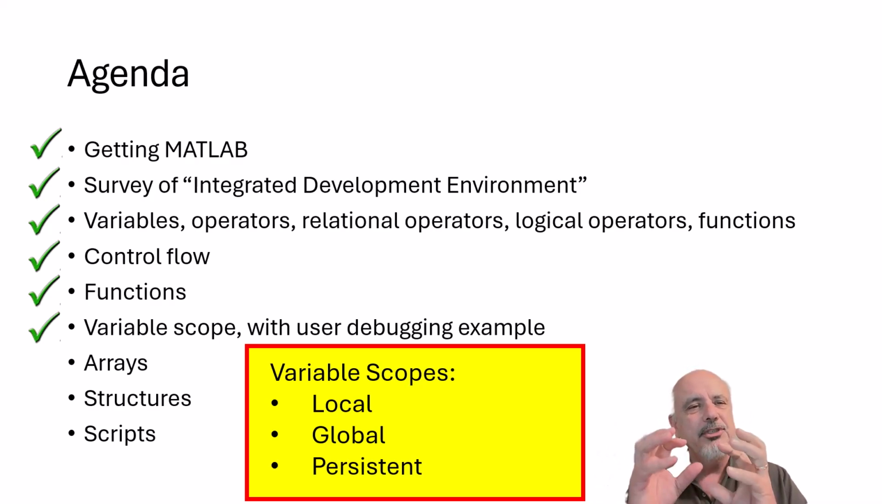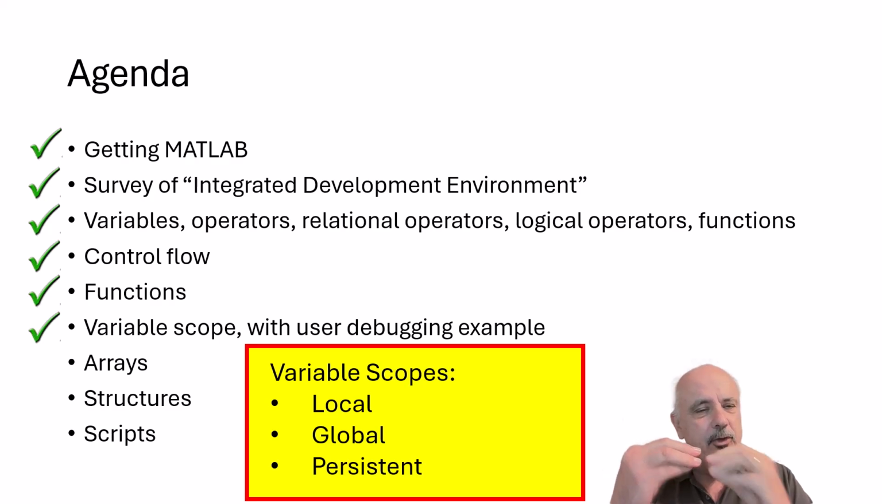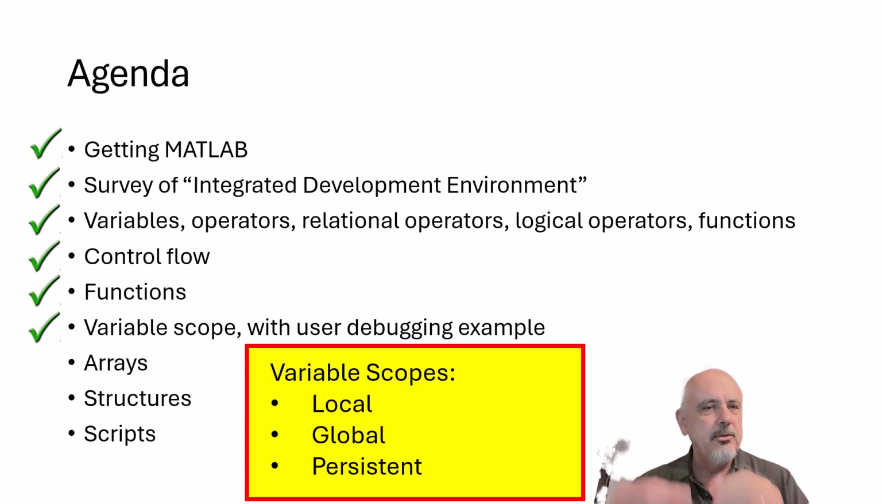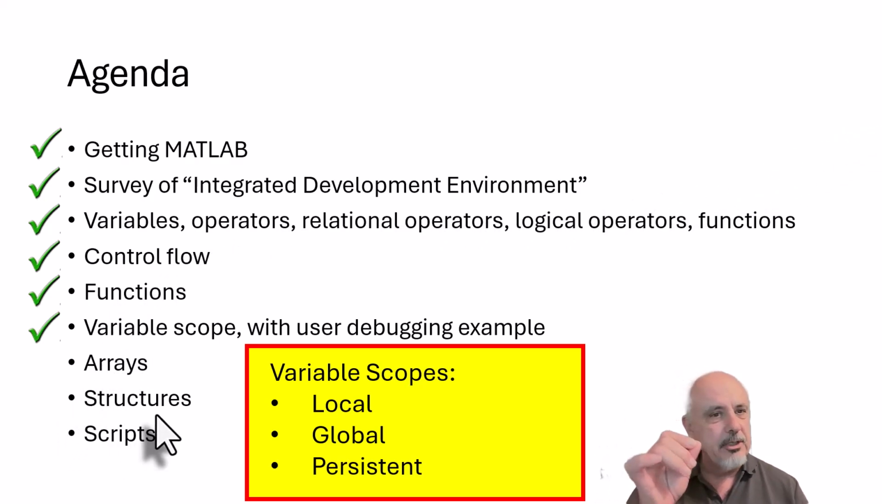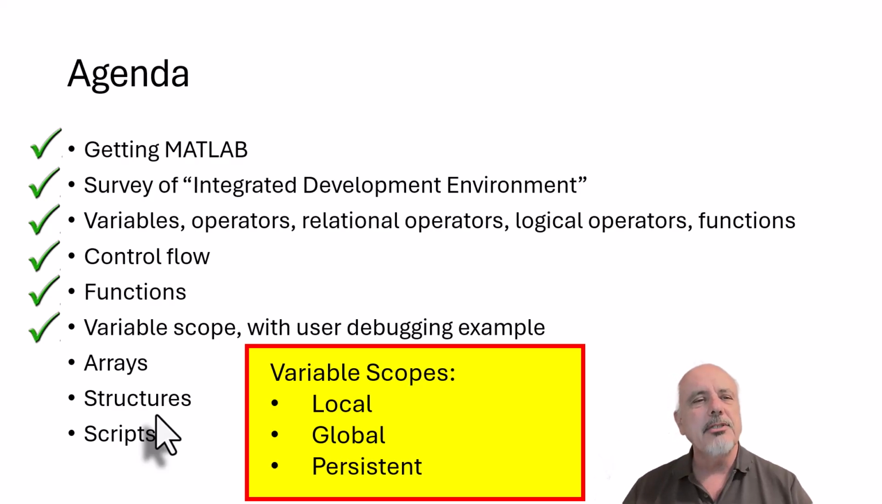Okay, hopefully you've gained an appreciation for functions. You've gained some new viewpoints on different kinds of variable scopes. You've learned what local variables are, and what global ones are. You use that to turn on and off debugging. And there's also this notion of a persistent variable. Okay, so we're almost done. We're going to talk about arrays, structures, and then scripts.